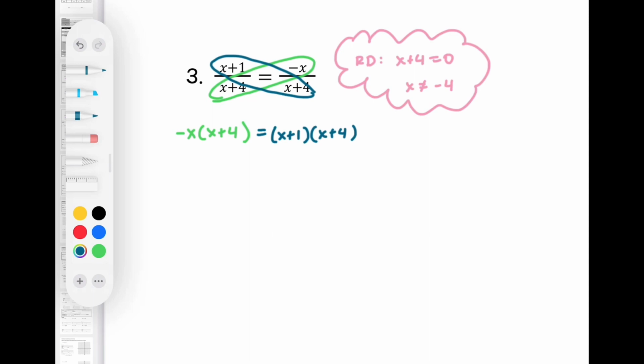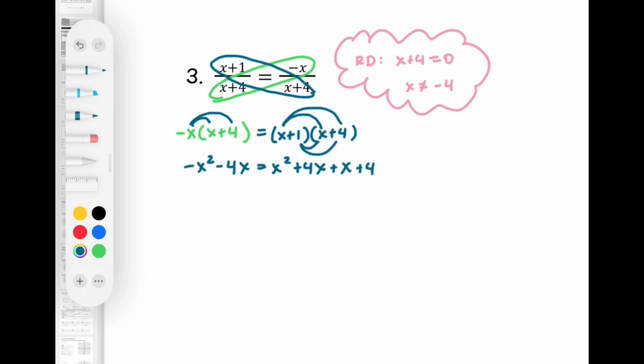So if I distribute my negative x in, I'd have negative x squared. Negative x times 4 would be negative 4x equals, and then we're going to FOIL. So x times x is x squared. X times 4 is 4x. 1 times x is x. And 1 times 4 is 4.